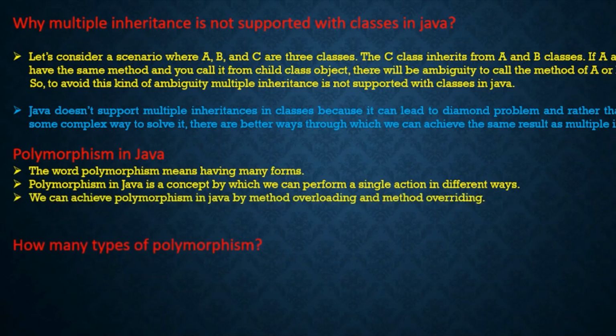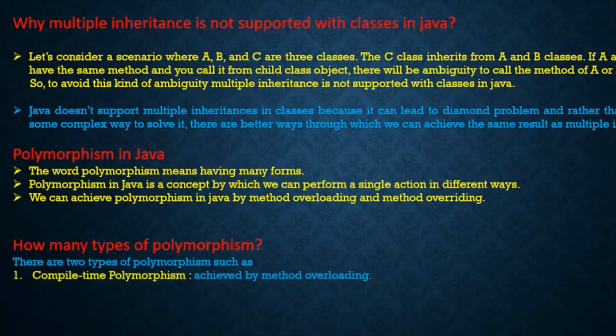Then the thing is, how many types of polymorphism are there in Java? There are two types of polymorphism. One is compile time polymorphism, another one is runtime polymorphism. And compile time polymorphism we achieve through method overloading. Just remember, I will explain the concept. And runtime polymorphism we achieve through method overriding. And what do you mean by method overloading? What do you mean by method overriding? How we are going to work on method overloading and method overriding, I'll explain in detail. Okay, don't worry.